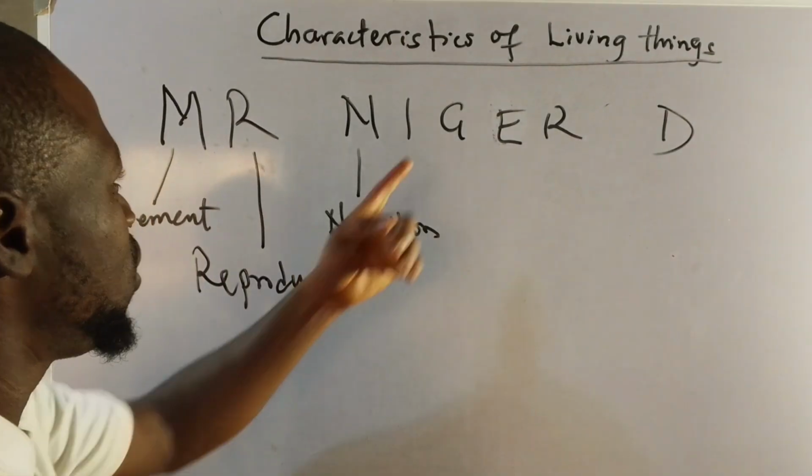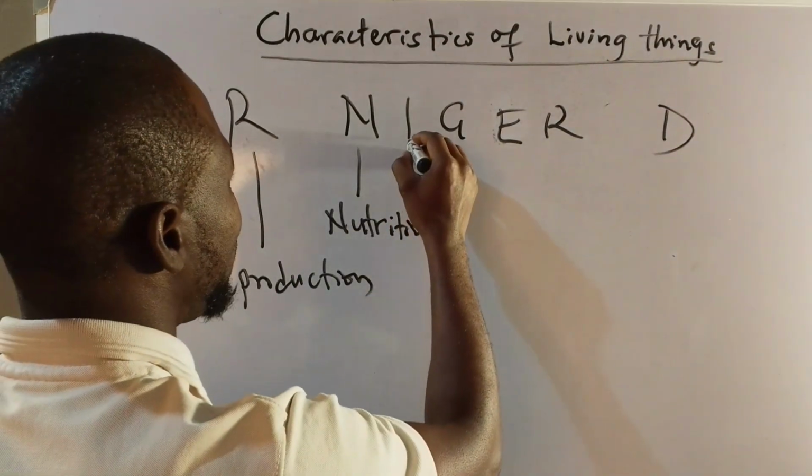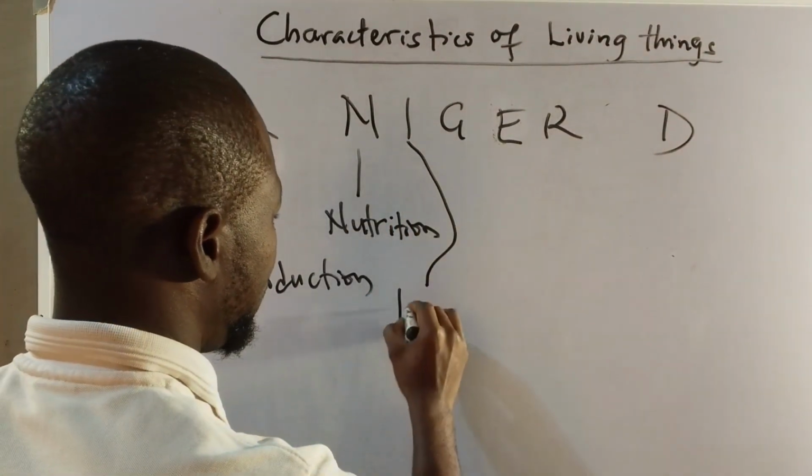All right, so after nutrition, we have I. I is for irritability.